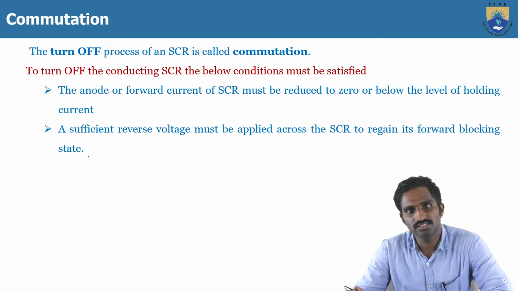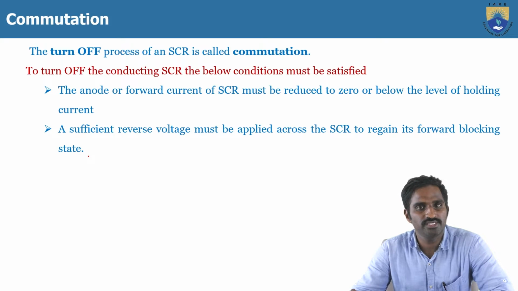Then if we want to turn off the thyristor, what are the conditions that we must satisfy? One is we must apply a sufficient reverse biased voltage across the thyristor to regain its forward blocking state. Initially it is in the forward conduction mode. So if you want to turn off, first it will come to the forward blocking mode, then after that it will turn off. That's why, to regain its forward blocking mode, we must apply a sufficient reverse voltage.